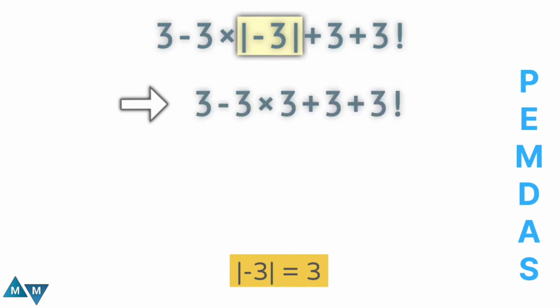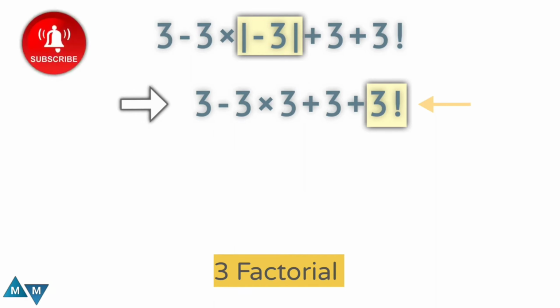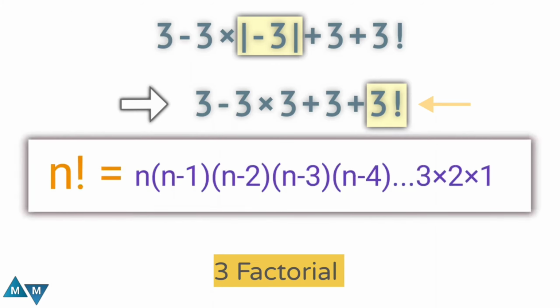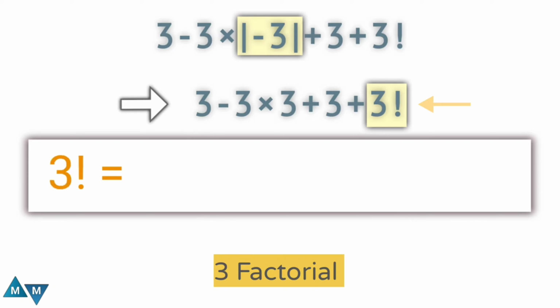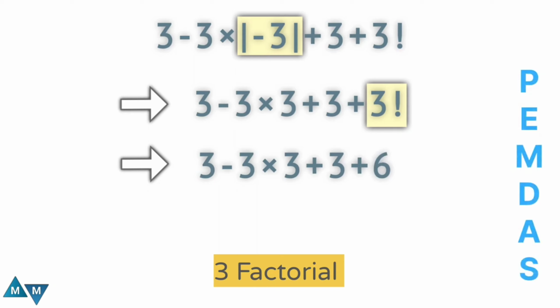Now here we have 3 factorial. What is factorial in mathematics? Look, when a number has this little exclamation mark, we call this number a factorial. How much is a factorial? You take a number and multiply its predecessors until one arrives, all right? So 3 factorial will be equals to 3 times 2 times 1, which will give 6. Now the expression becomes 3 minus 3 times 3 plus 3 plus 6.